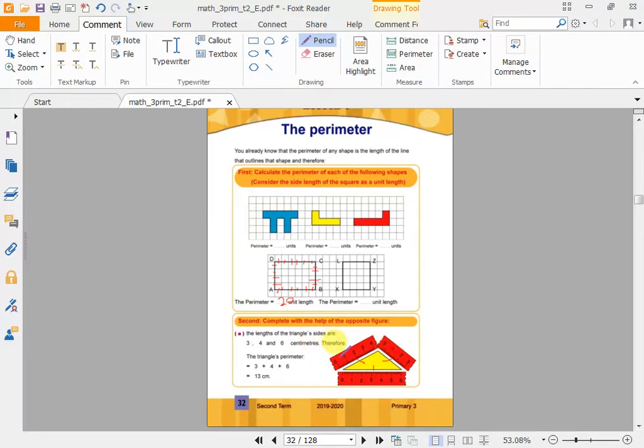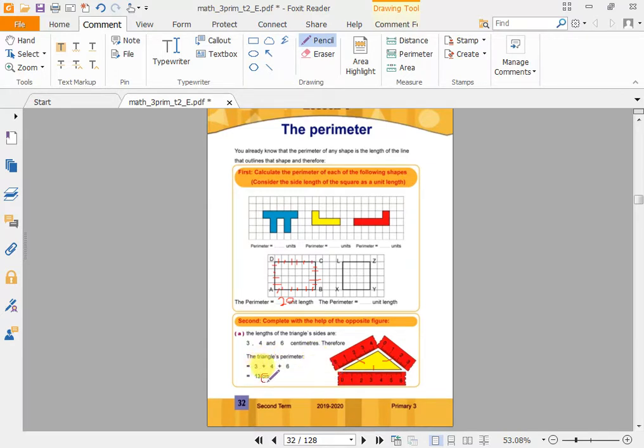Okay? Using a ruler, we see that this side length is 4 centimeters, this side length is 3 centimeters, this side length is 4 centimeters. So, this is 6 centimeters, sorry. So, the perimeter of this triangle is 3 plus 4 plus 6. We get 13 centimeters. The unit of measure to measure the perimeter is centimeter.